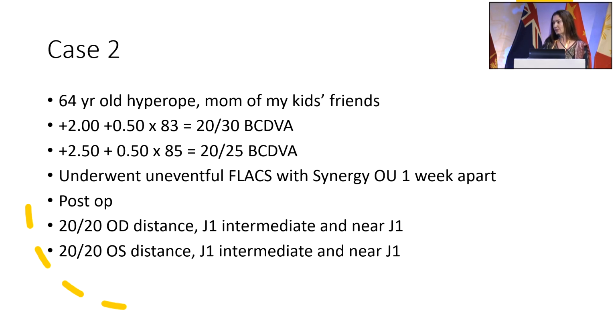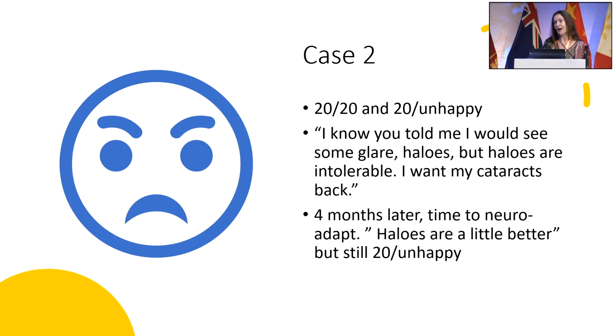Another patient, this was the mom of one of my kids' friends, a 64-year-old hyperope. You could see here, nothing too exciting there. I did uneventful surgery on her with multifocal lenses. Again, 20/20 in the distance, J1 intermediate and near, and you're thinking this is a win, so excited, congratulations, but again, not so fast. 20/20 and 20 unhappy.